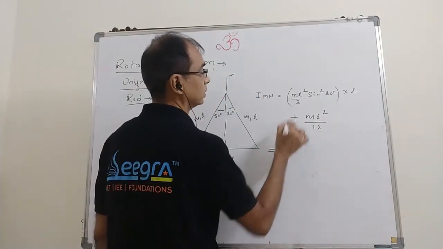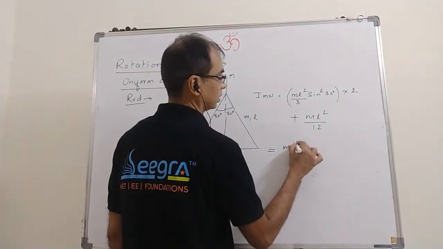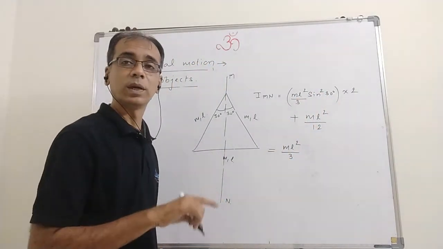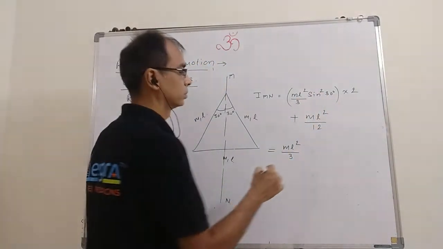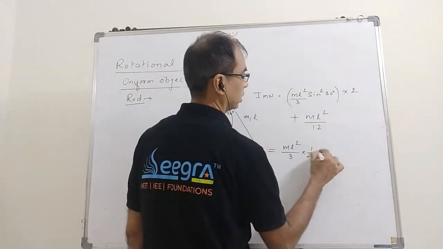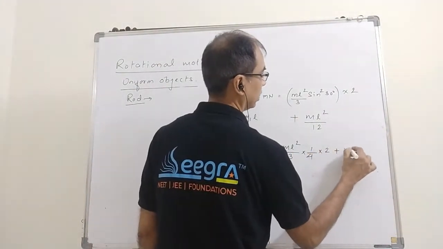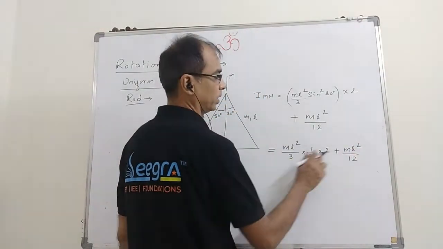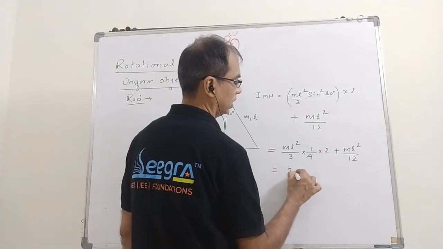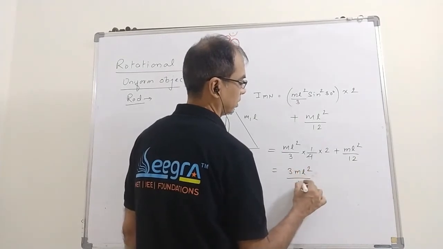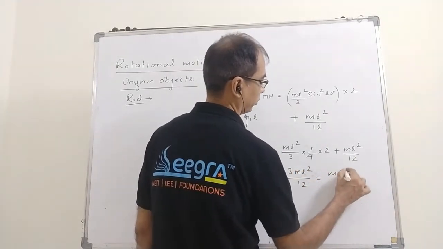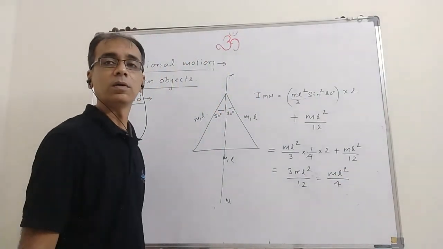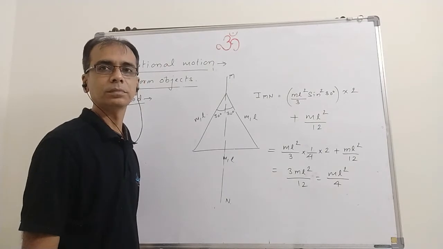What is the answer? ml square by 3, sine 30 means 1 by 2, sine square 30 means 1 by 4, into 2, plus ml square by 12. So this is 2 ml square by 12 plus ml square by 12, that is 3 ml square by 12, that is ml square by 4. Is that clear?